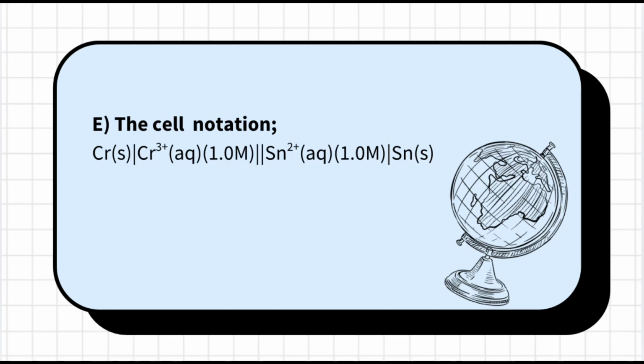We represent this entire setup using standard cell notation, starting with the anode on the left and the cathode on the right. The single line represents phase boundaries, while the double vertical line represents the salt bridge.